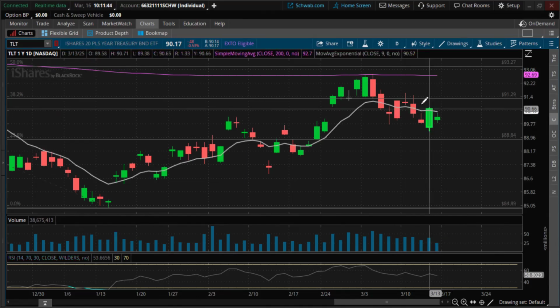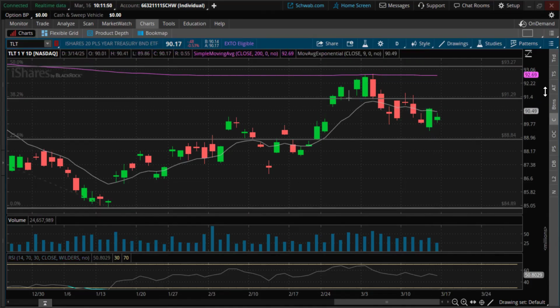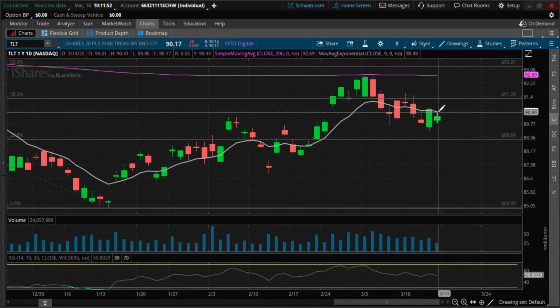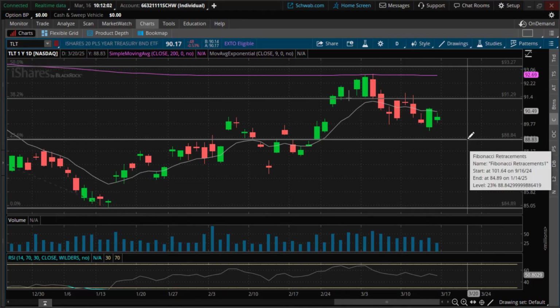And we are green, but it looks like this 9-day EMA is going to be an area of concern if you are trying to be long bonds in here. That's currently trading at 90.49. And as you're looking at your supports, we're really just going to clock in the low in here, the 89.38 of that previous trading session. And then below that, you're going to be looking at this 88.84.